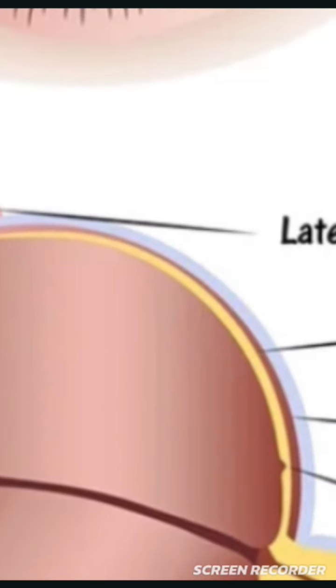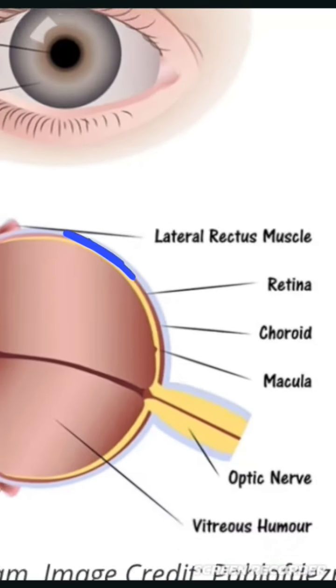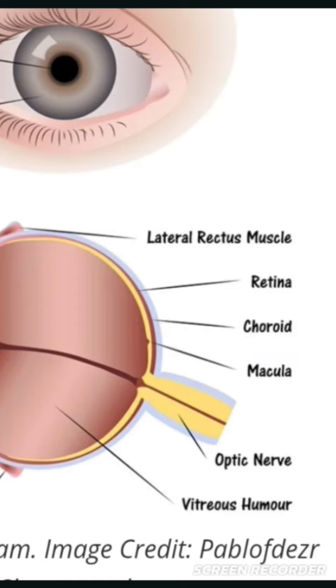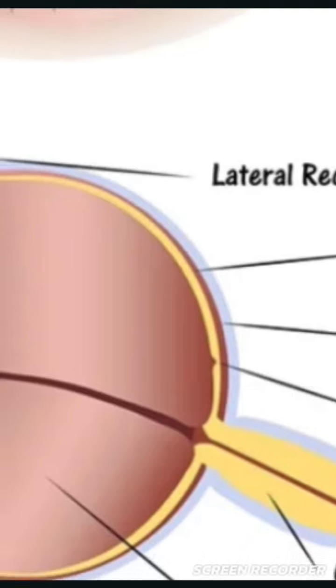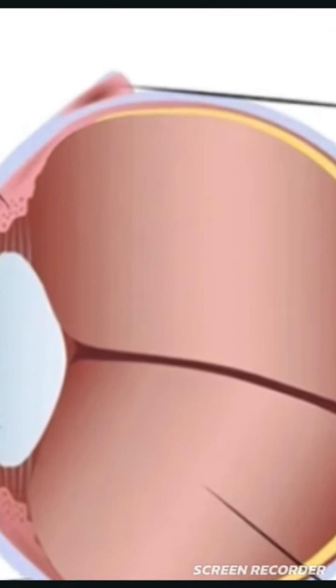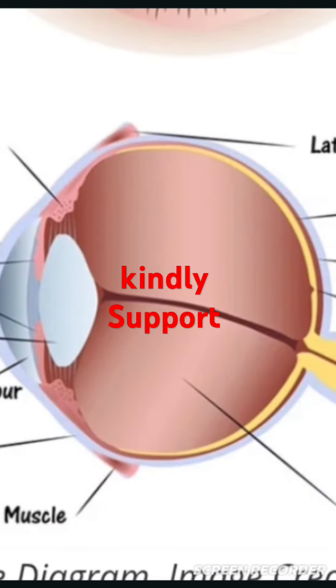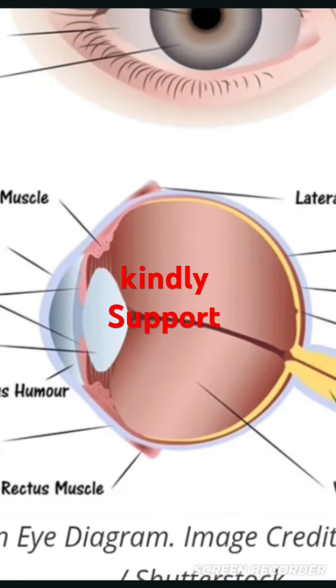The layer which is toward the middle layer, or the layer which is toward the choroid, is called the pigmented layer or pigment layer. And the layer which is toward the inner side, toward the vitreous humor, is called the sensory layer. Mainly this sensory layer contains rods and cones, and it is through this sensory layer that we can see, because rods and cones give us information about color and about objects, and rods and cones are present only in the sensory layer.